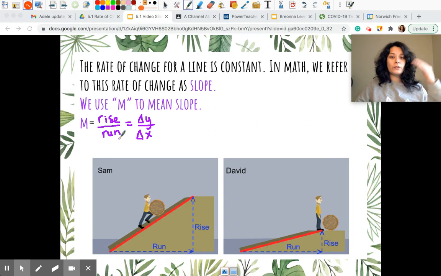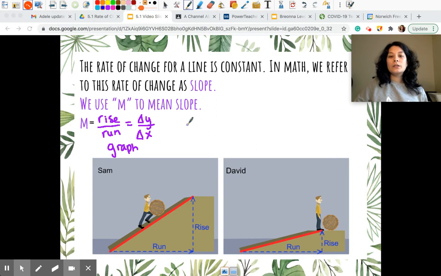Rise is how much the line goes up and down. Run is how much the line is moving or changing left to right. And then you divide the two. So this particular formula is going to be very helpful when you're looking at a graph. You pick 2 points on that line and you count. How much do you rise to get to the next point? How much do you run to get to the next point?